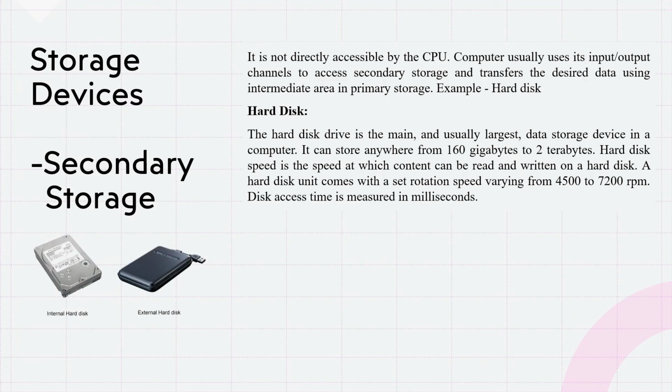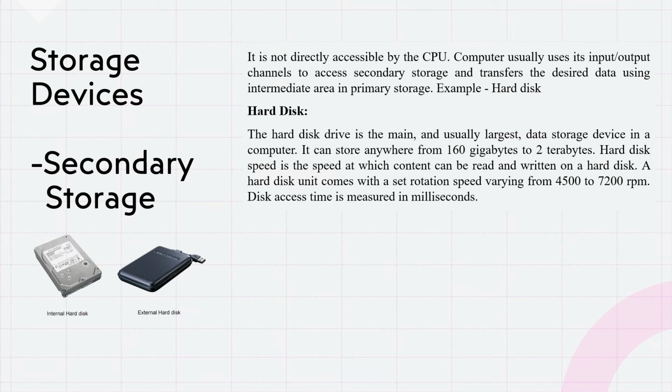We now come to something known as secondary storage. Secondary storage is not directly accessible by the CPU. A computer usually uses its input-output channels to access secondary storage and transfers the desired data using an intermediate area in primary storage, for example, a hard disk.